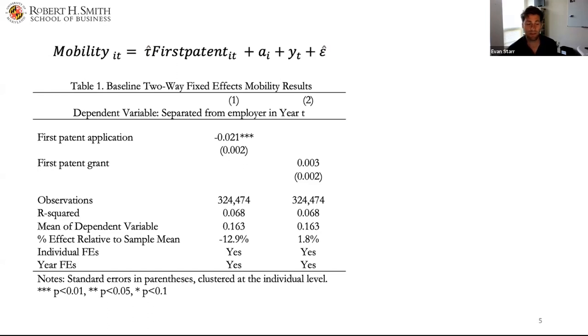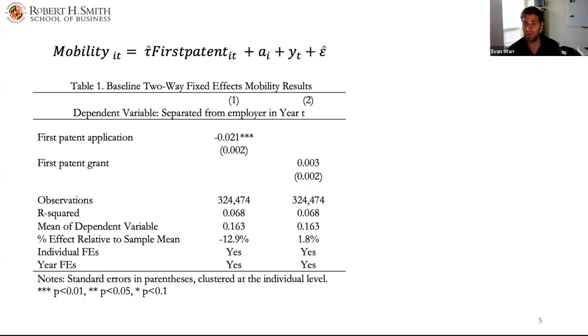That corresponds to about a 12.9% drop in mobility relative to the sample mean, which is about 16%. But if you change the independent variable of interest and ask what if we care about actually receiving the patent, not just applying for the patent, you'll notice that the sign flips. And you might think that's odd.